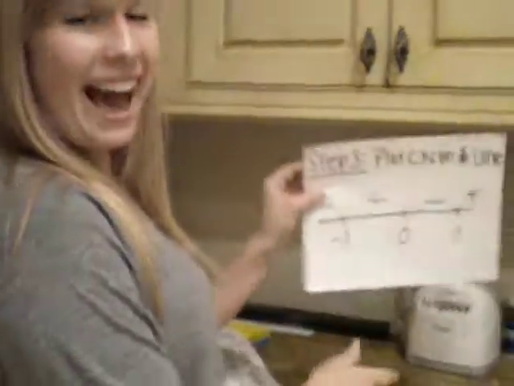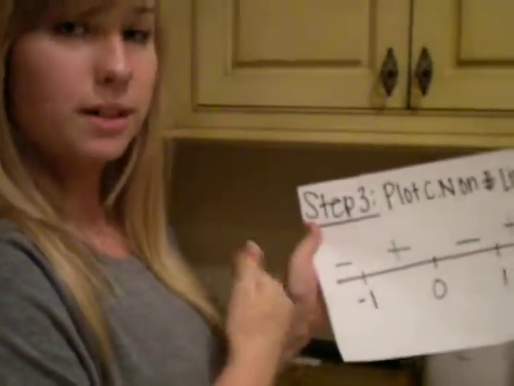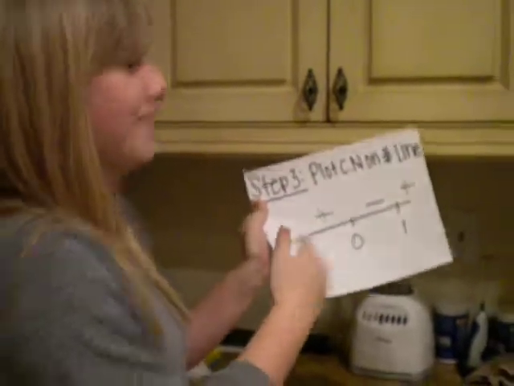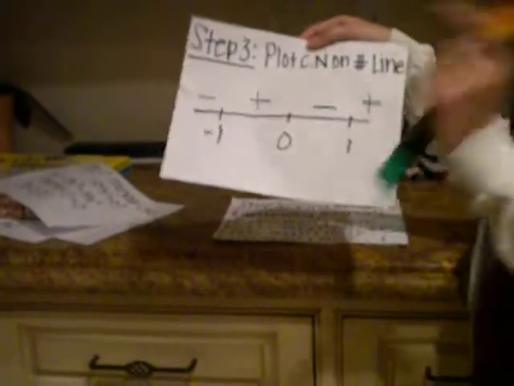So what this means is that the graph of your original function is decreasing from negative infinity to negative 1, increasing from negative 1 to 0, decreasing from 0 to 1, and then increasing from 1 to infinity.